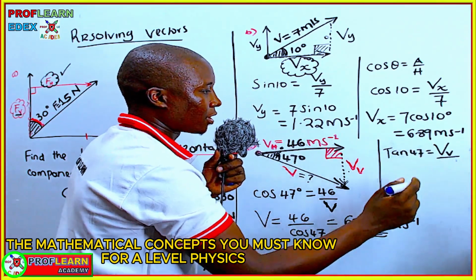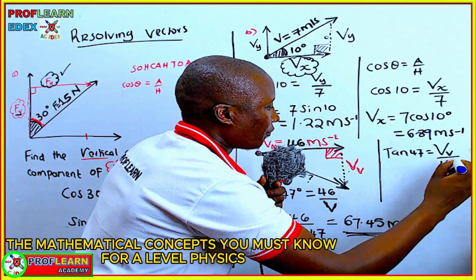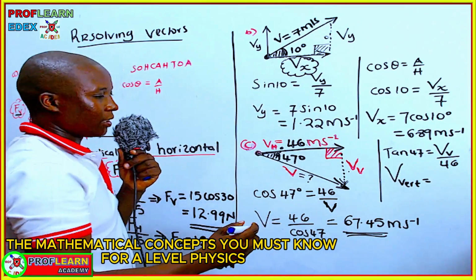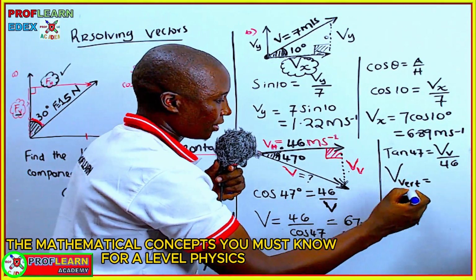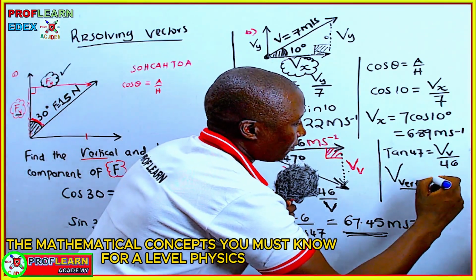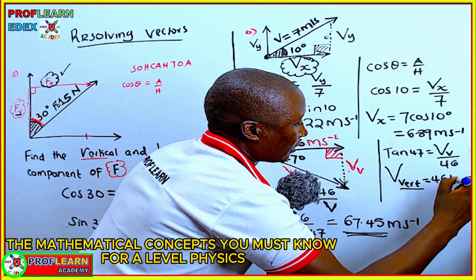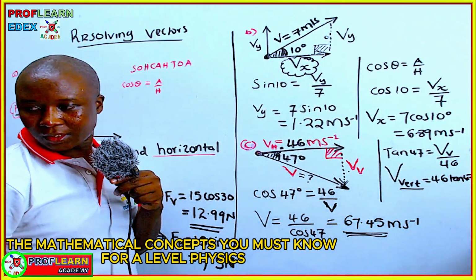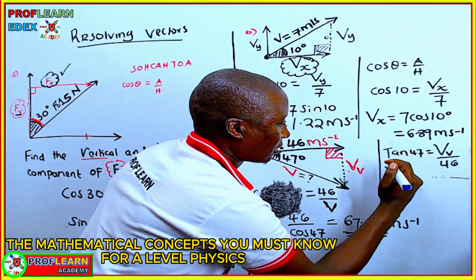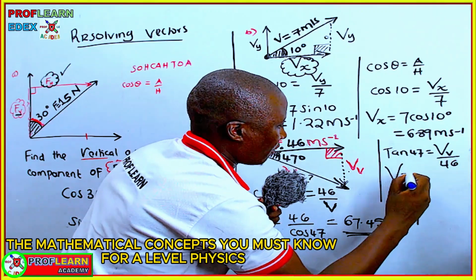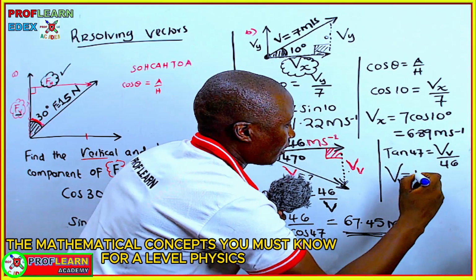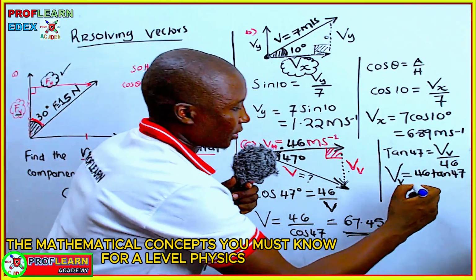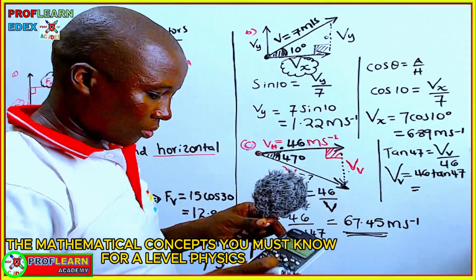This is V subscript V of 46. So V in the vertical direction, let me just write it initial like that. You can see vertical means in the vertical direction. That's going to be 46 tan 47. I believe that's clear. Let me just move this, I think it's taking a lot of space. V in the vertical direction is going to be 46 tan 47. So let us try to work it out and see what we're getting.